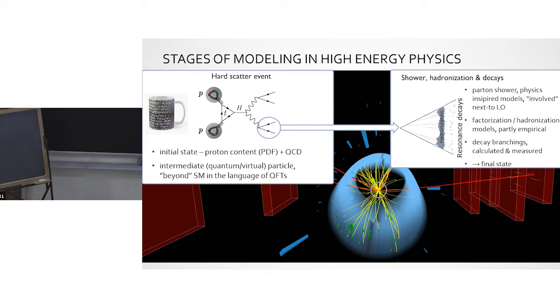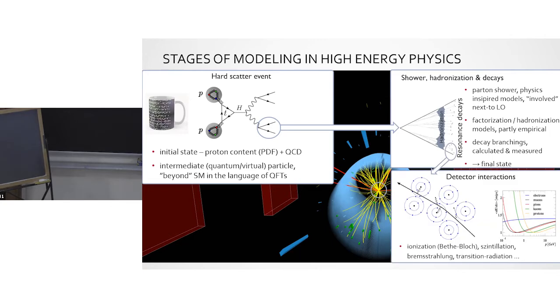Now we arrive at the final state, or what the theorists call the final state, but things don't stop here. We have metastable particles that now traverse the detector, get bent in the magnetic field, and at some point hit the detector material. And the modeling of these effects is again partially analytically known as ionization, scintillation, Bremsstrahlung effects, and so on. In principle, one could compute all these things, but the detectors are too complicated.